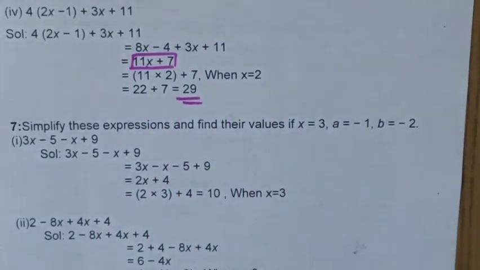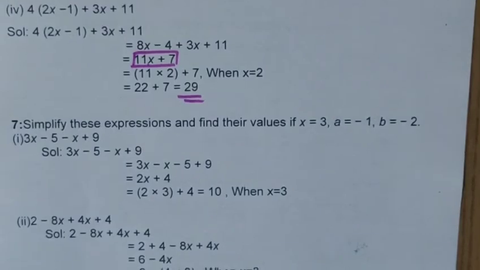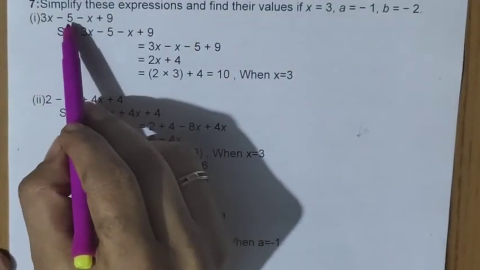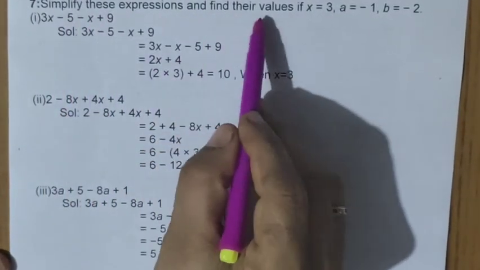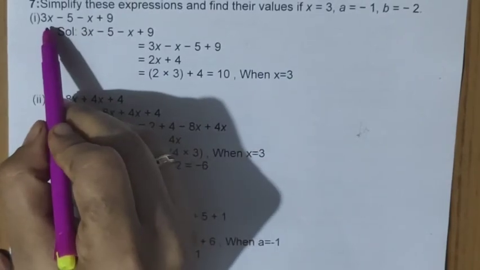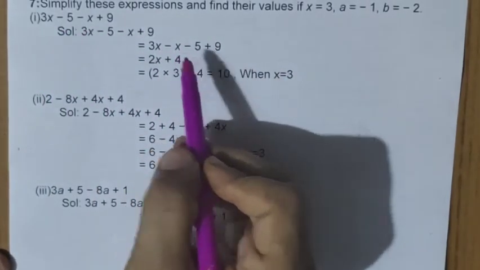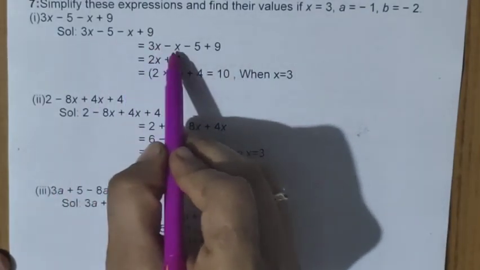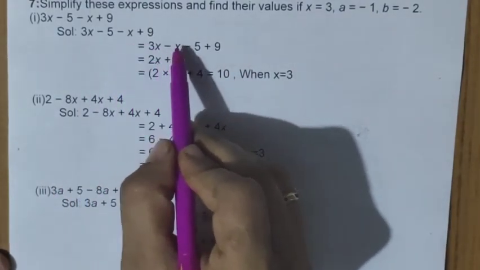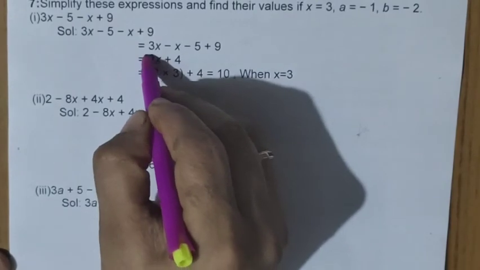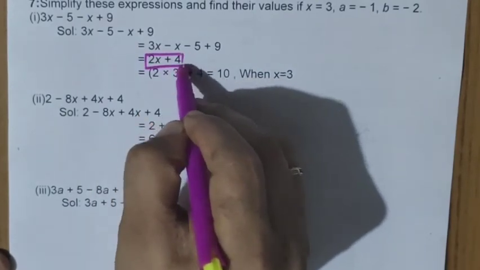Now we can go for the seventh question. Again the same pattern continues: simplify and find the values. The question is 3x minus 5 minus x plus 9. Here there is no bracket, so we can start grouping directly. 3x and minus x give 2x, and minus 5 plus 9 is plus 4. So your answer is 2x plus 4 for the first part.